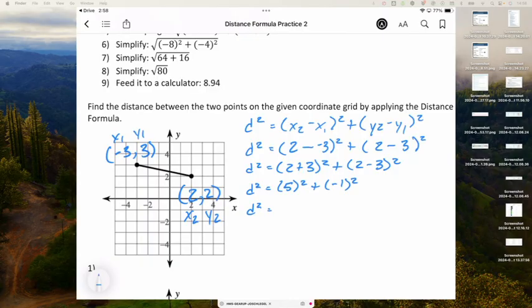So we are going to get 25 plus 1. So we got 26 square root. Square root of 26 is 5.1. And that's going to be it for that one.